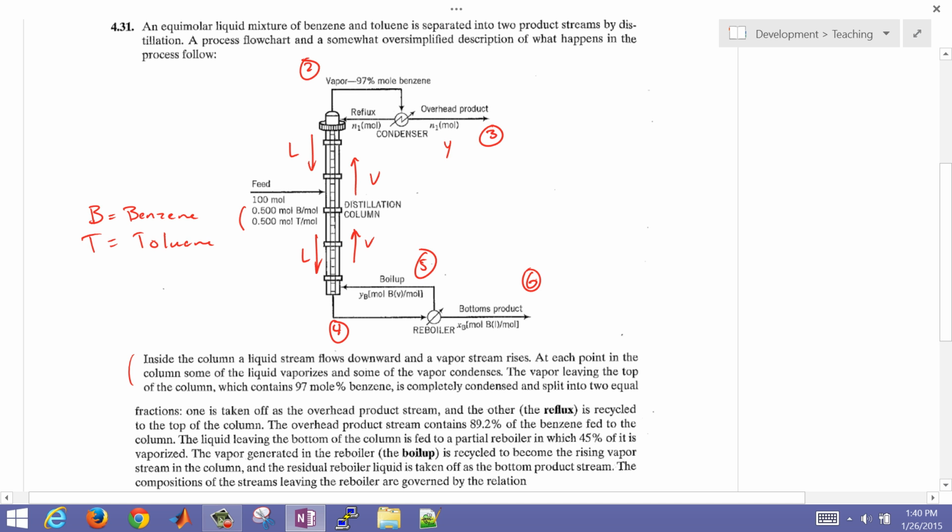Then we'll also find that this stream is equal to this stream over here in our problem description. But the mole fraction of benzene in our third stream is going to be 0.97. So therefore we know that the mole fraction of toluene in that same stream is 0.03, and because it's just splitting this stream into 2, that's also going to be the same composition that's coming back into the column. So I have 0.97 for both of those. We've used this information, and it's split into 2 equal fractions.